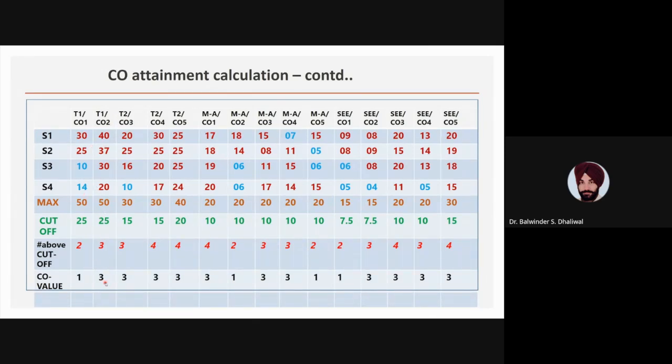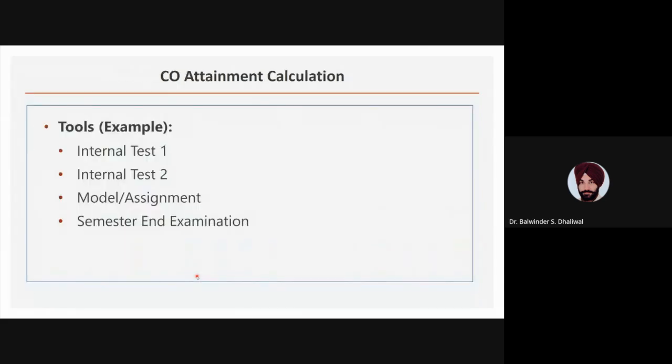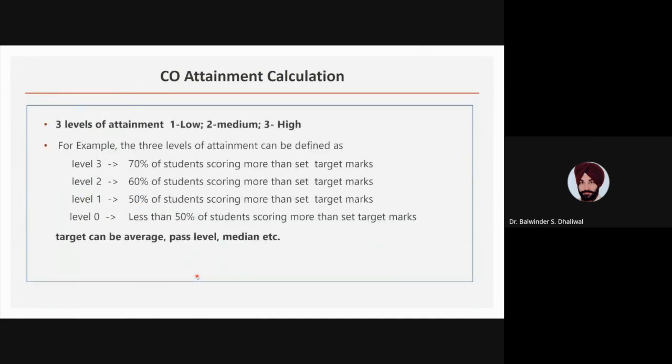Basically, these values are numerical values, and the maximum attainment possible is 3. So in this first stage, we are classifying our CO attainments into those three levels, 1, 2, 3, depending on these definitions of levels, right?